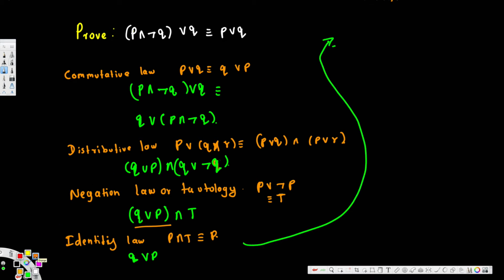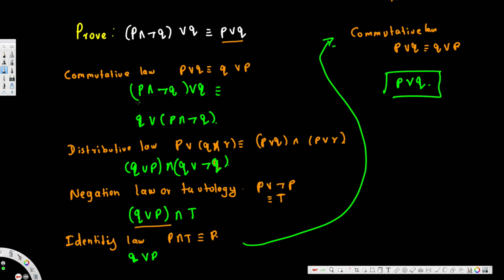The next thing is we are going to use the commutative law. Commutative law says when we have P or Q, we can write this as Q or P. Here we want to prove P or Q, but we have Q or P. If we use the commutative law, we can just switch it around, so that's going to become P or Q, and therefore we proved this one. We proved this one is equivalent to this one, and that's what they are asking for.